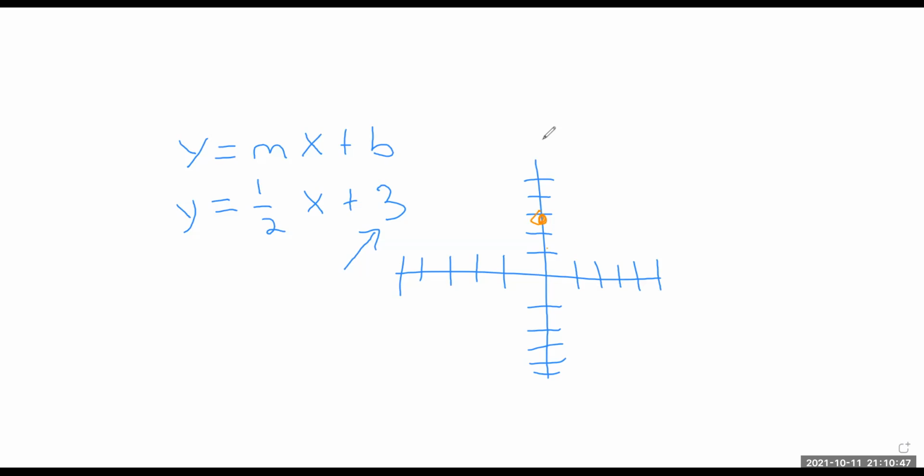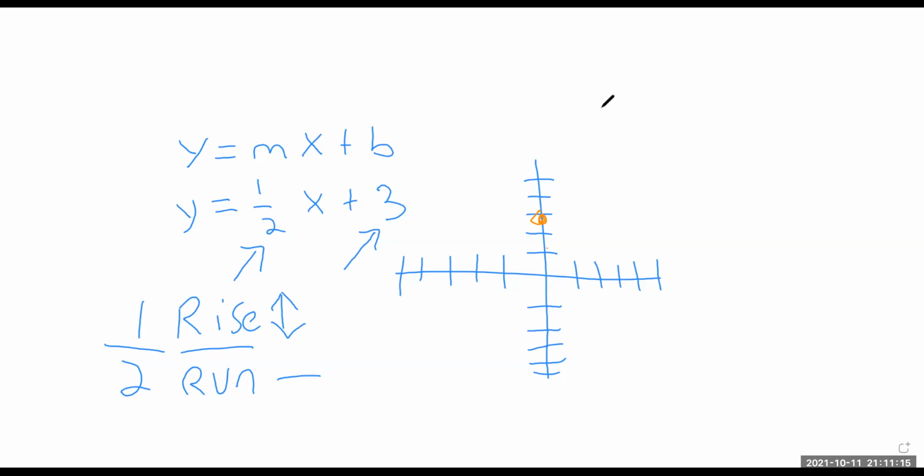Now we're going to look at our slope. And our slope is 1/2. So what does that mean? Well, we've got our 1 over 2. And this is our rise over our run. In other words, this is how much up or down we're going to go versus how much to the left or right we're going to go.